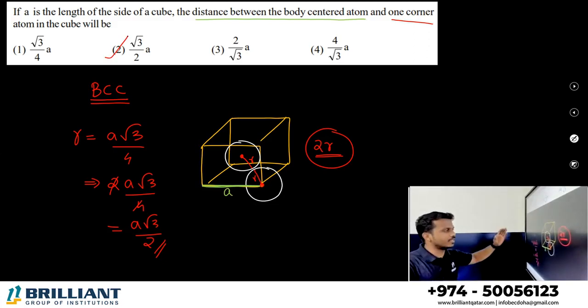Okay. So BCC system, one sphere at the center, one sphere at the corner. Not total 8 spheres are there at the corner, but the question is, what is the distance between the sphere at the corner and the center? The radius is r for the inner sphere and the outer sphere also, so the distance in between is 2r. One radius equal to a root 3 by 4, so 2 radius will be 2 into a root 3 by 4, that's equal to a root 3 by 2. Option 2 is the correct answer.